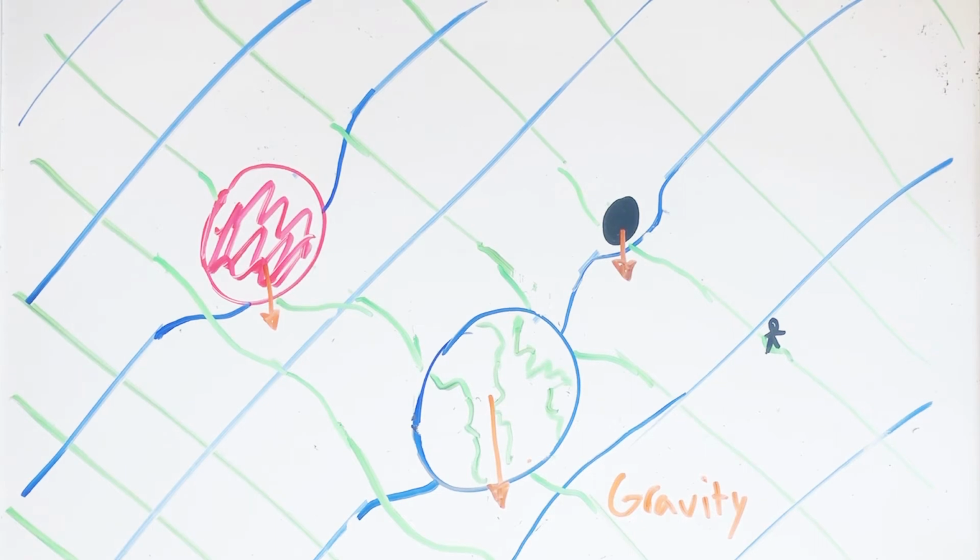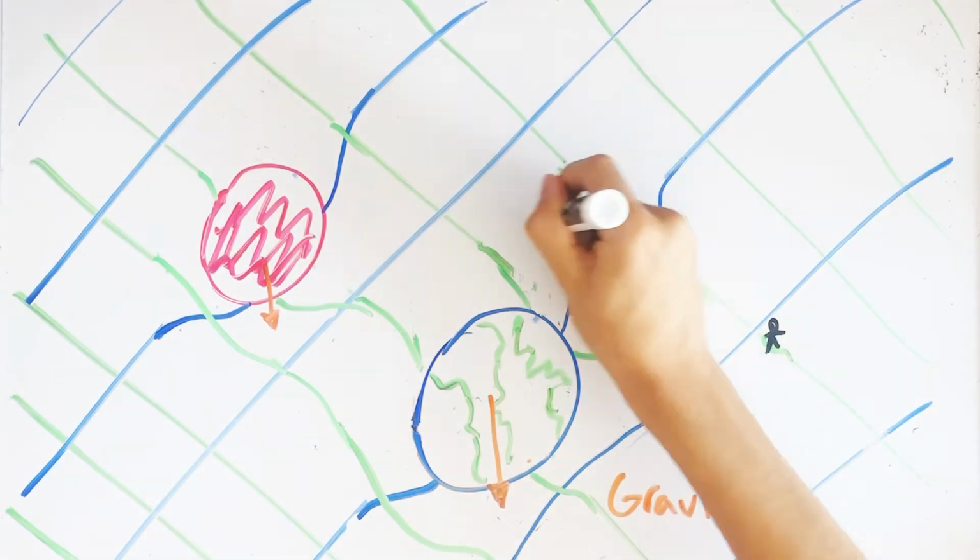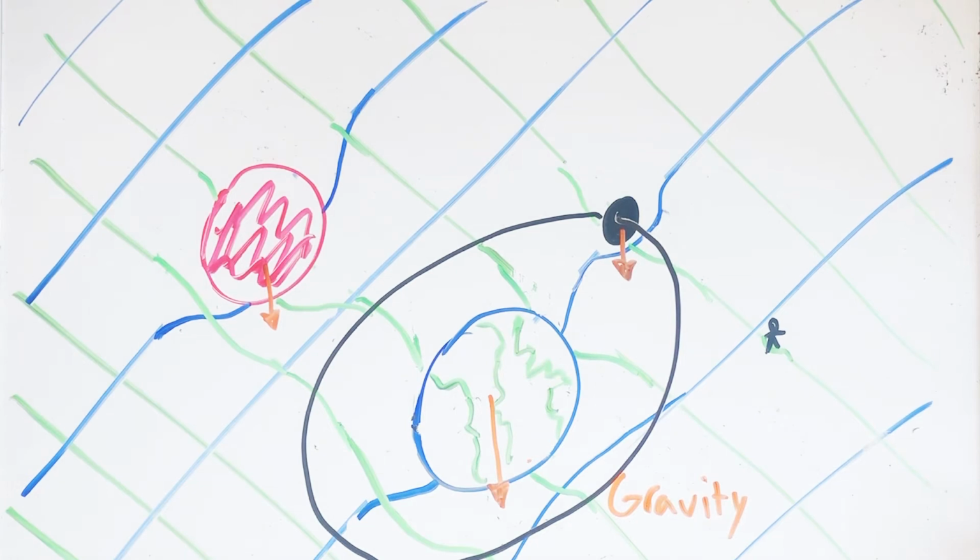These dips are also what let things orbit. Our moon orbits Earth because it is stuck spiraling around in Earth's bigger dip. And the Earth is orbiting the sun because it is stuck in the sun's dip.